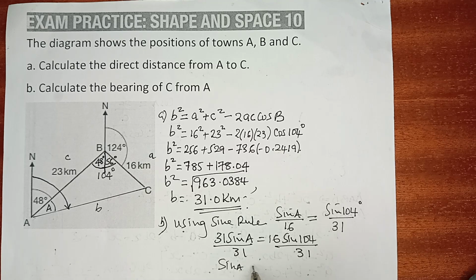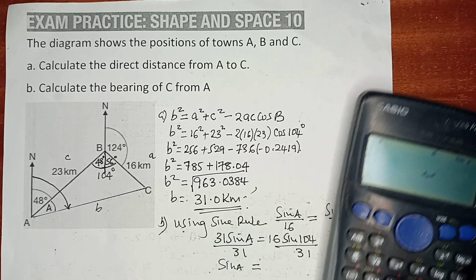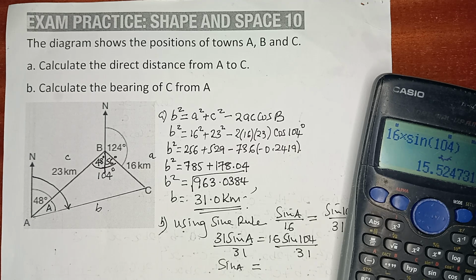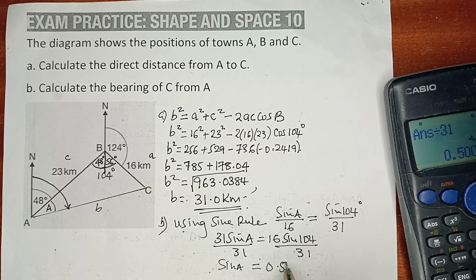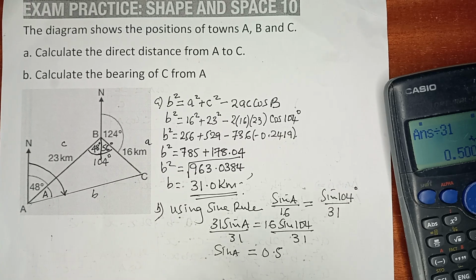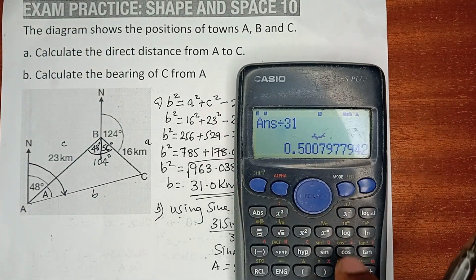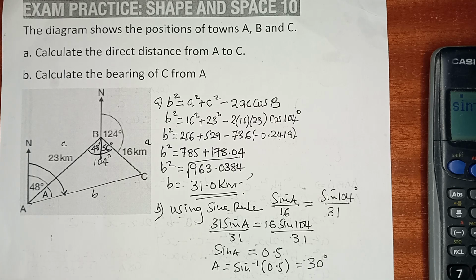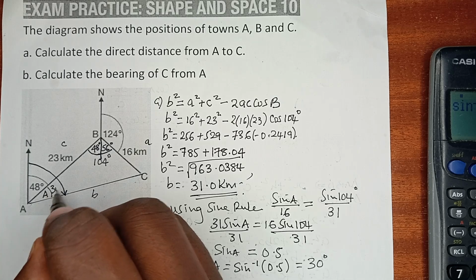The sine of A equals 16 times the sine of 104, divided by 31, which is 0.5. Now our angle A is the sine inverse of 0.5, which, using shift sine and answer, equals 30 degrees. So by all means, angle A itself is 30 degrees.